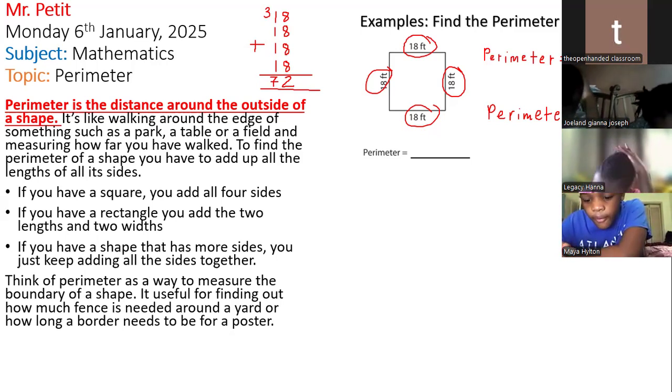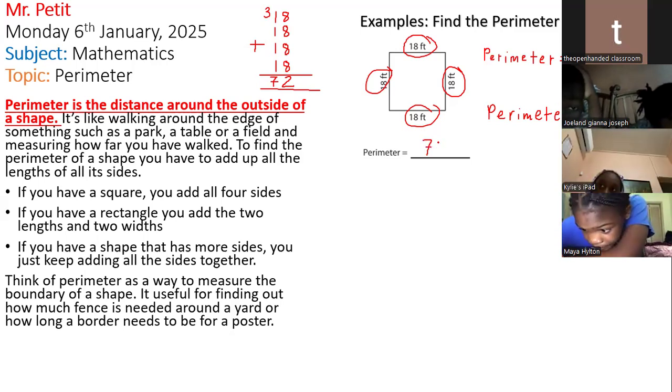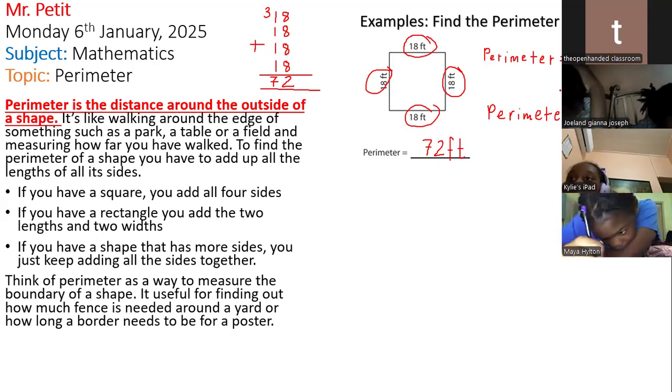Kylie, do you understand how we got this? Yes, sir. Okay, good. How do we get it? What do we do? We add 18 plus 18 plus 18 plus 18. And that gives us 72. Very good.